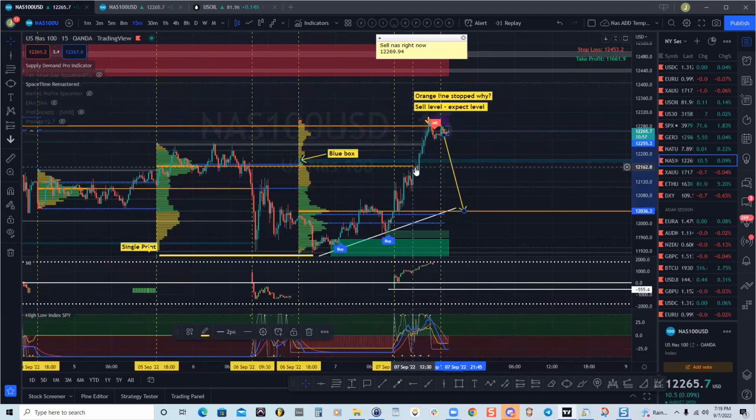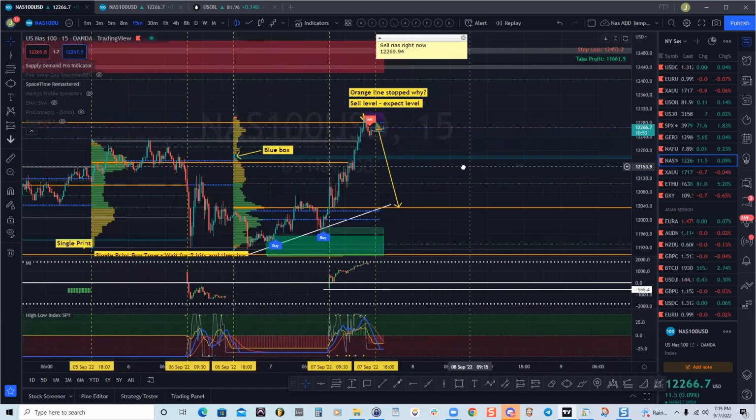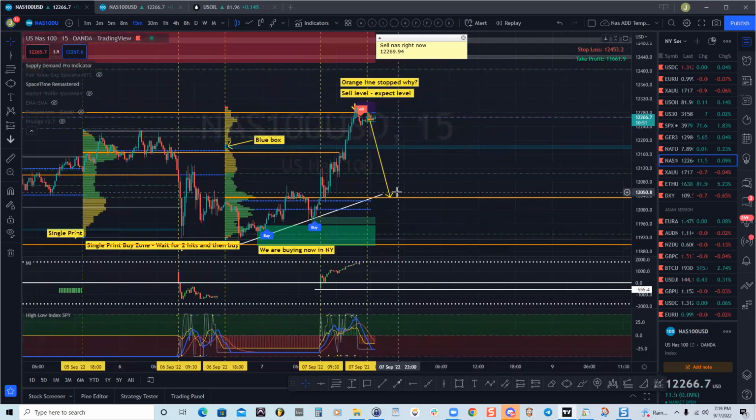Okay. So this line's probably going to go out more as price continues to go out. Here's another one forming. Does that mean that the forming single print is blue in color always? Well, that's the question I didn't find out. This little blue box is something I haven't seen yet.